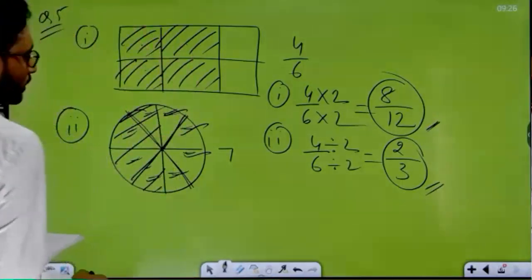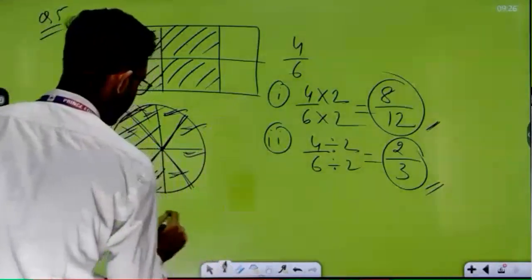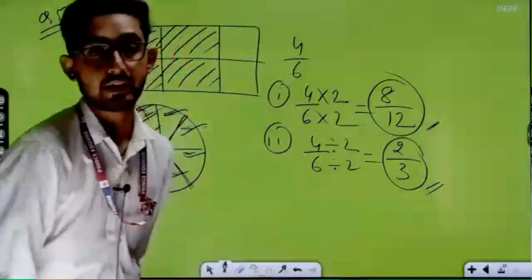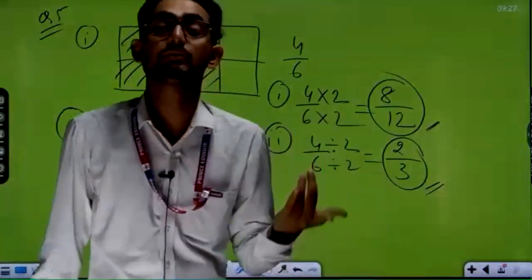And out of these 8 parts, 1, 2, 3, 4 parts are shaded. So we can write it like this: 4 upon 8. Okay, very good. Now 4 upon 8, how will we represent it? How will we write the equivalent fraction?